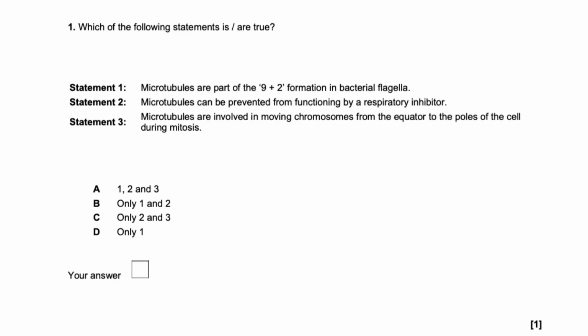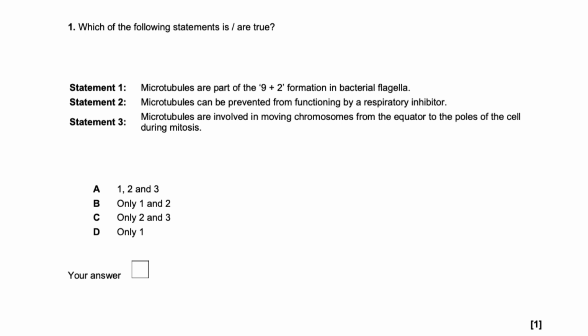This question says, which of the following statements is or are true? Statement 1. Microtubules are part of the 9+2 formation in bacterial flagella. Statement 2. Microtubules can be prevented from functioning by a respiratory inhibitor. Statement 3. Microtubules are involved in moving chromosomes from the equator to the poles of the cell during mitosis. With questions like this, if you're not fully aware of things like respiratory inhibitors or the processes in mitosis, you can try and find which answers seem wrong or which answers you know are wrong and use that to help you narrow down your options.